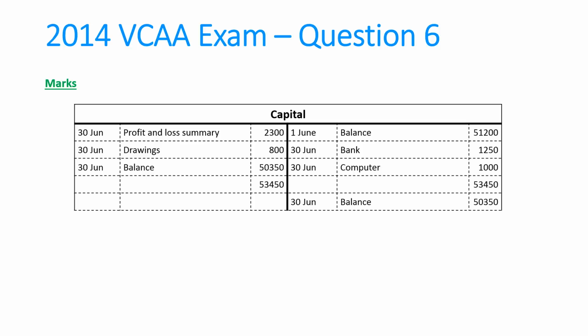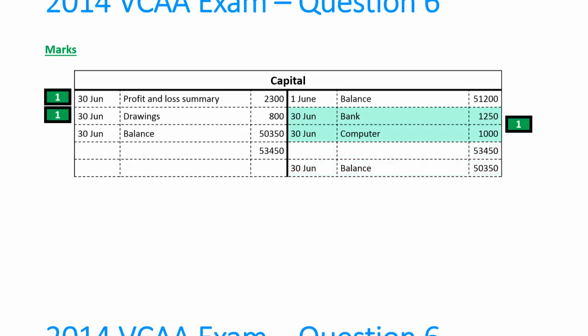Looking at the marks for that question, we had 1 mark for doing the profit and loss summary entry, 1 mark for doing drawings on its own, and then 1 mark for the 2 capital contributions, one of cash of $1,250 and one of the computer of $1,000. Interesting to note, no marks for the balancing of the ledger. That seemed to be a recurrent theme throughout this exam.